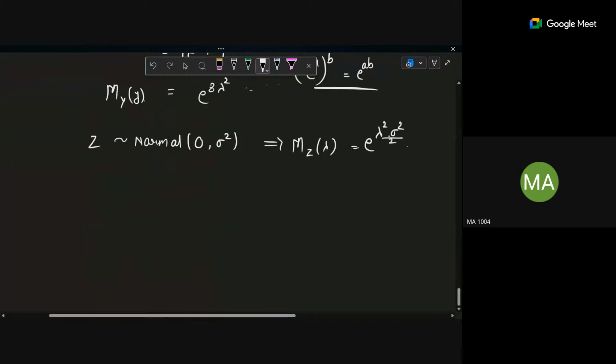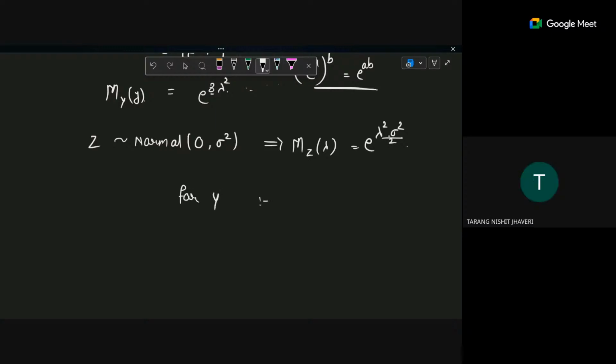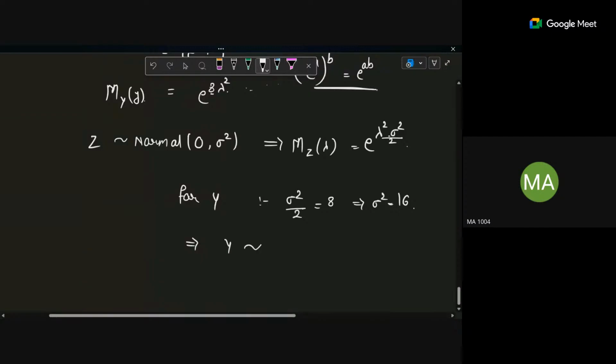Once we have lambda square sigma square by 2, and compare with y, we have lambda square, and sigma square by 2 is equal to 8. That means sigma square is 16. That implies y is following a normal distribution with mean 0 and variance 16. So that is the answer.